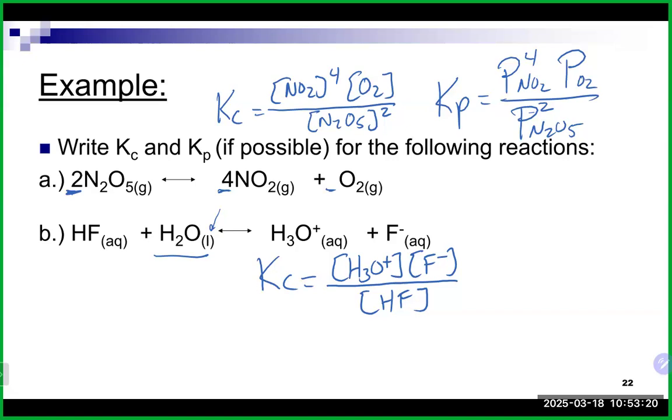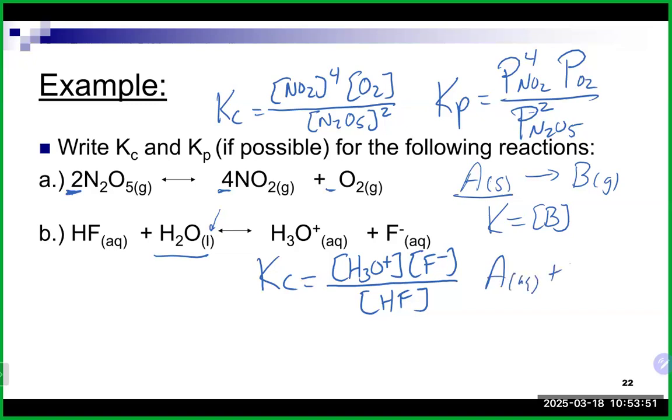Now, what happens, for example, if I had something like this? Let's just say I have something like this. The K would be just the concentration of B, as we would not include our reactants in this case, so it would just be our products. If I had something, say, like that, there we go.